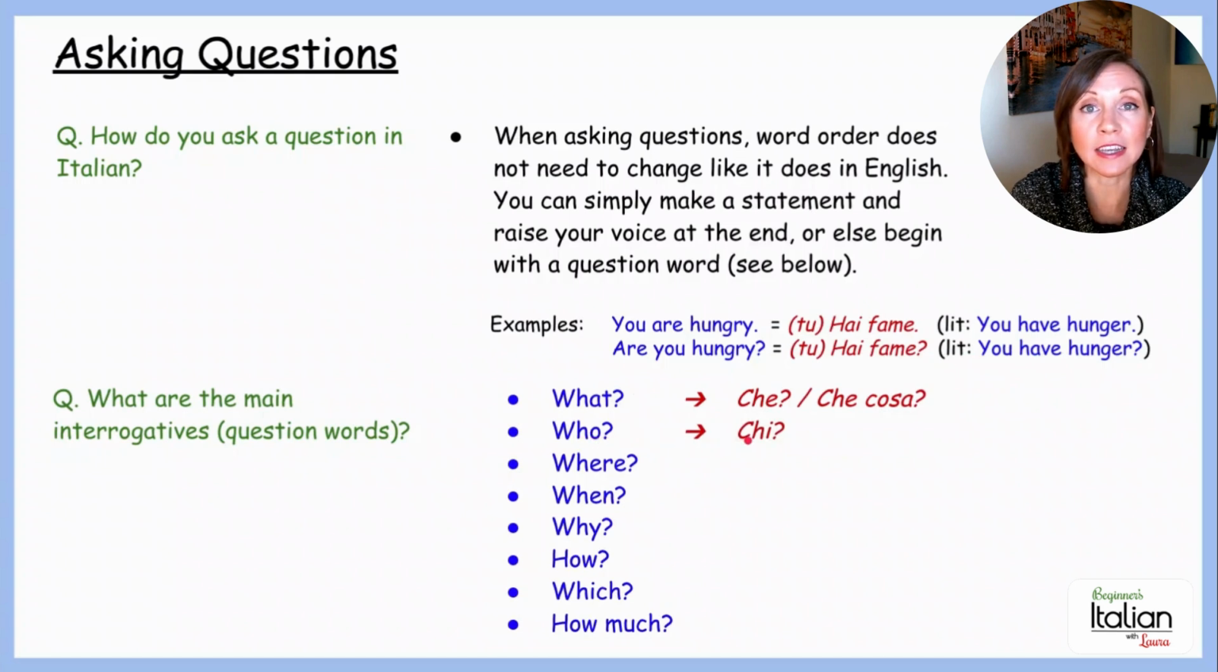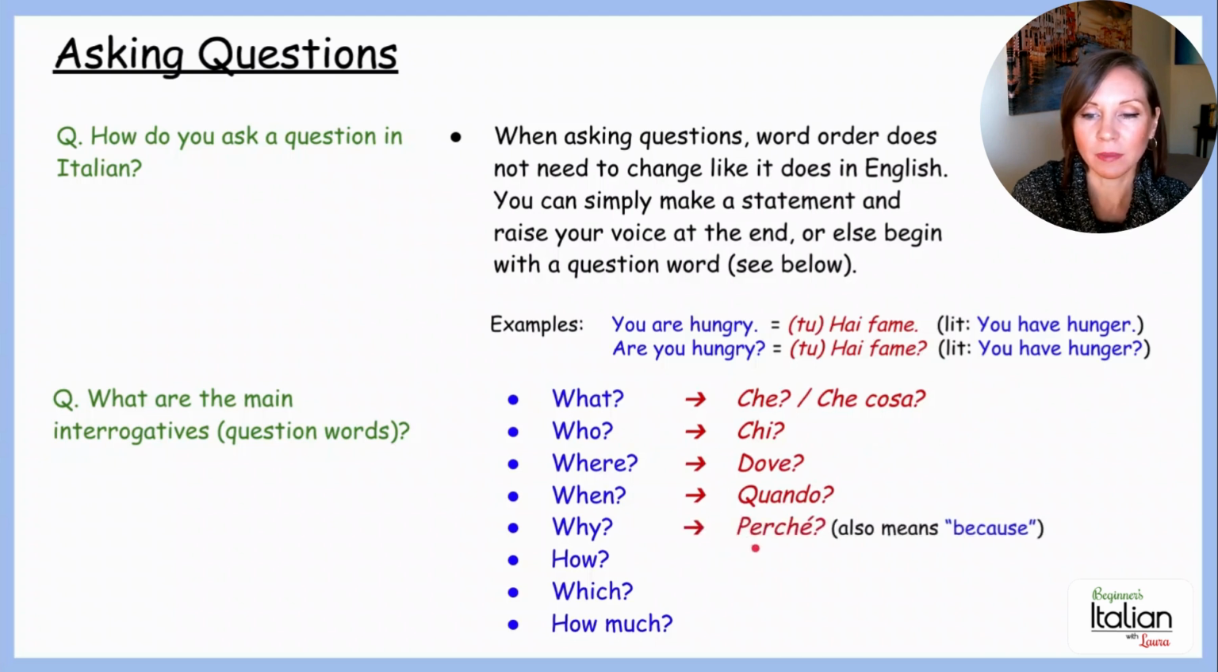Who is chi. Remember, it's a hard C sound because you have the H in there. If the H wasn't in there, you would say chi. But because you have the H, remember it makes the C into a hard sound. So chi and che cosa. Okay, where, dove. When, quando. Why, perché. Perché also means because. So perché can mean why or because.